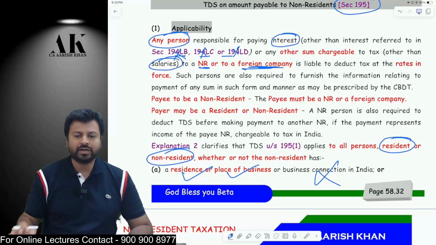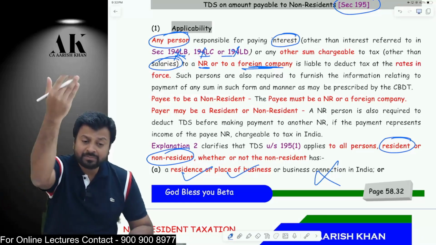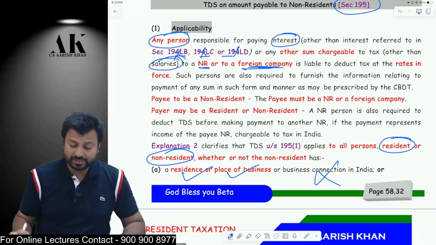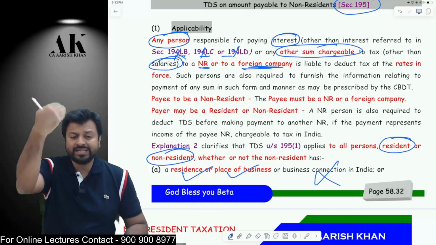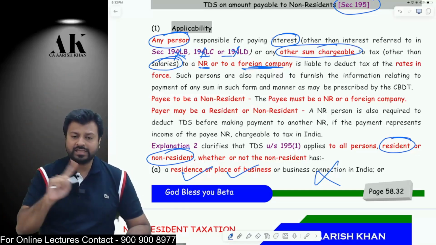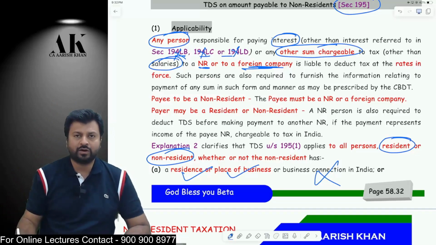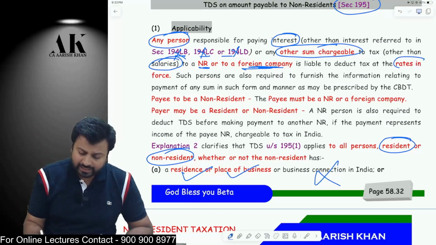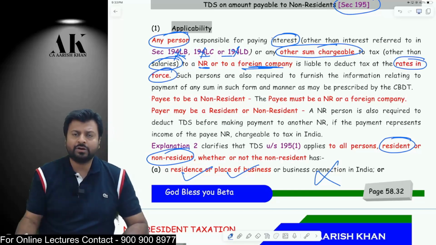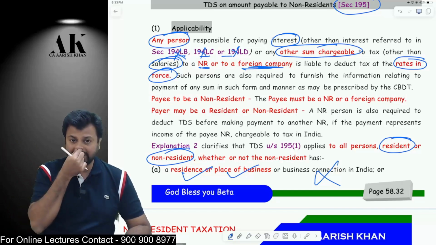But one of the important conditions to deduct TDS over here is that the payee's income should be chargeable to tax in India. If the payee's income is not chargeable to tax in India, then you are not supposed to deduct TDS over here. Be very careful. You will deduct TDS under this section only if the payee's income is chargeable to tax in India. Okay. You will deduct at what rate? The rate will be rates in force. There is no fixed rate given over here. For rates in force, we have to follow the relevant Finance Act 2023. There it is written what are the rates in force.